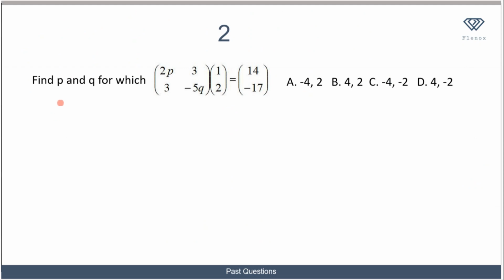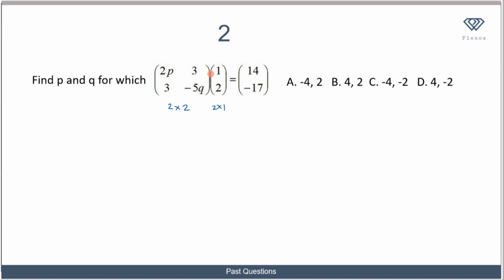Here we are told to find p and q for which the product of this times this is equal to this. So the first thing we want to do is multiply these two matrices together. And if you remember, to multiply two matrices, the number of columns in the first matrix must be equal to the number of rows in the second matrix. The number of columns here is 2. So this is a 2 by 2 matrix. We have 2 columns here. And this is a 2 by 1 matrix.